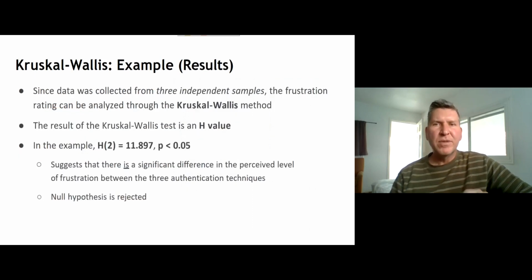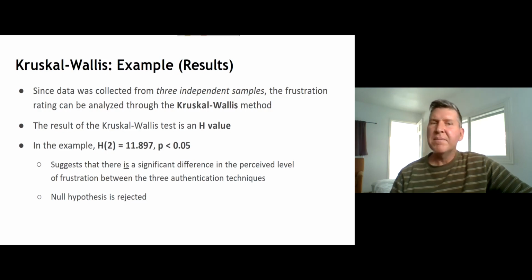Because we collected from 3 independent samples, we can use the Kruskal-Wallis method. And we get an H value. I know there are so many different letters involved, but this one, Kruskal-Wallis, uses an H. So we get H(2), because we have 2 degrees of freedom, equals 11.897. And this gives us a p-value of less than 0.05.